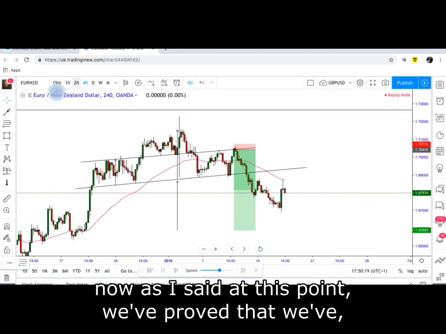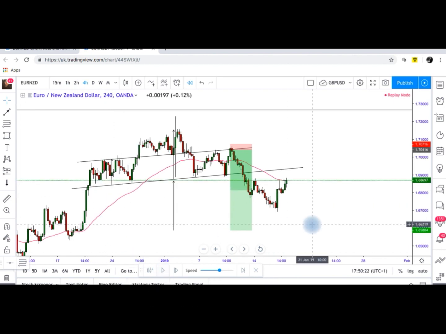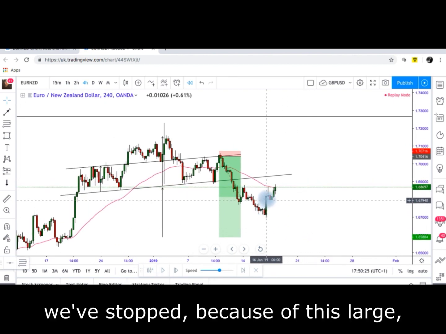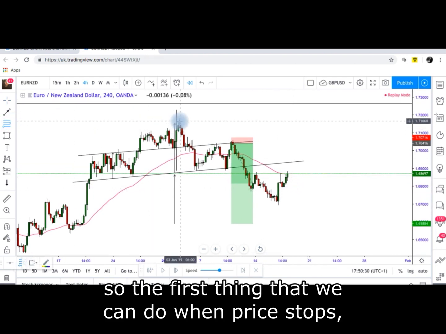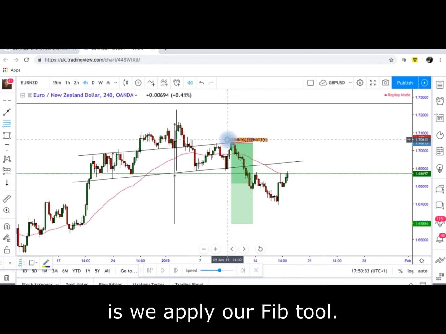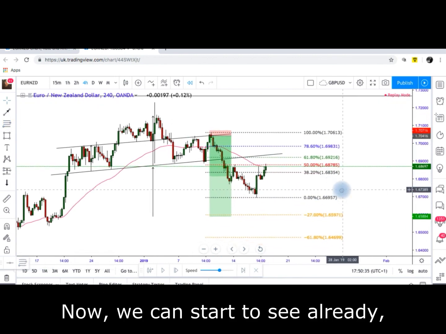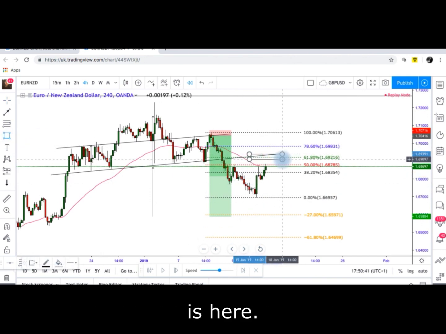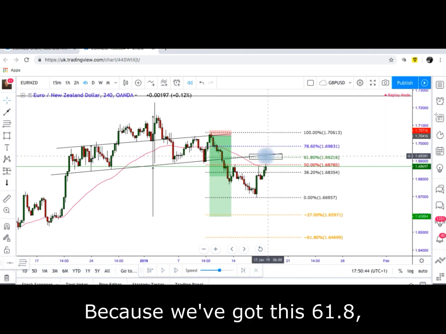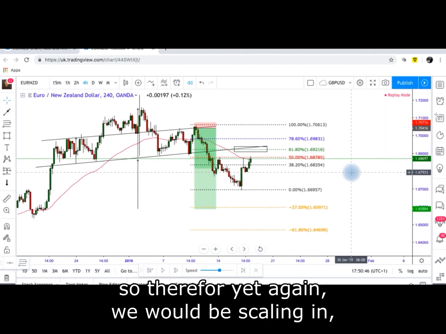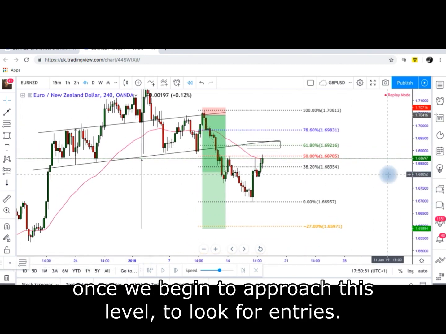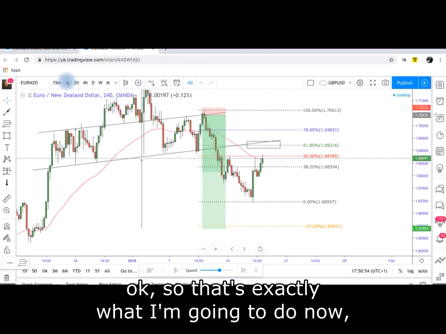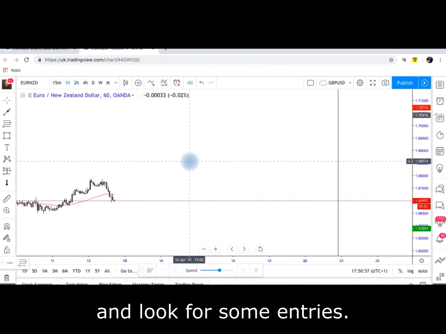Now, as I said, at this point, we've proved that we've stopped because of this large bullish engulfing candlestick. So the first thing that we can do when price stops is apply our fib tool. We can already see that our favourite area of interest is here. Why? Because we've got the 61.8 and we've got the retest of the neckline. So yet again, we would be scaling in once we begin to approach this level to look for entries. That's exactly what I'm going to do now: scale in on the 1 hour and look for some entries.